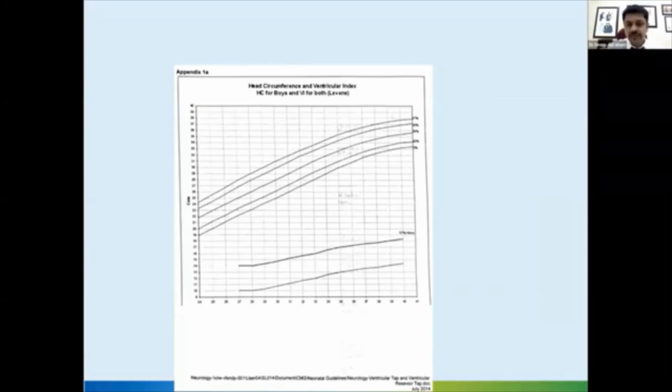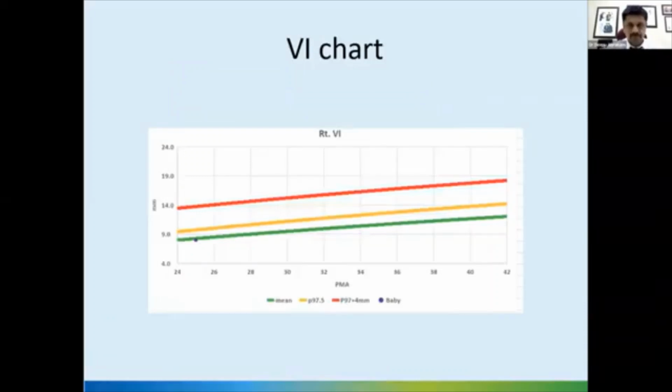So this is the part where we plot it, and the one on the top is for the head circumference, showing the different centiles for the head circumference. And these are the more modern ventricular index charts, the yellow one showing the 97th centile and the red line showing the 97th centile plus 4 millimeters cutoff.